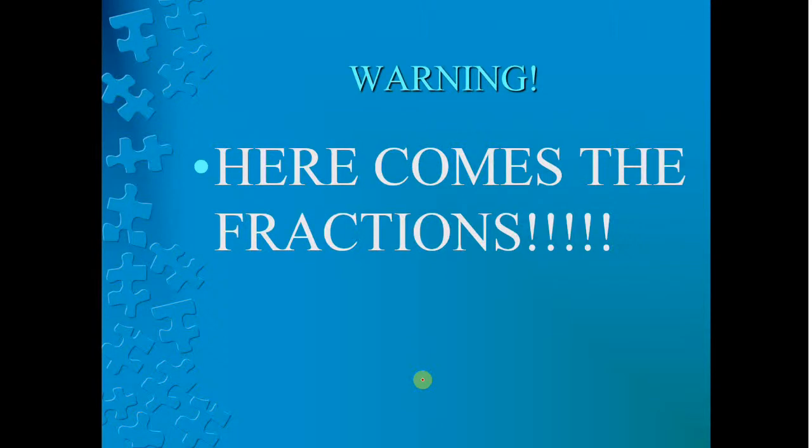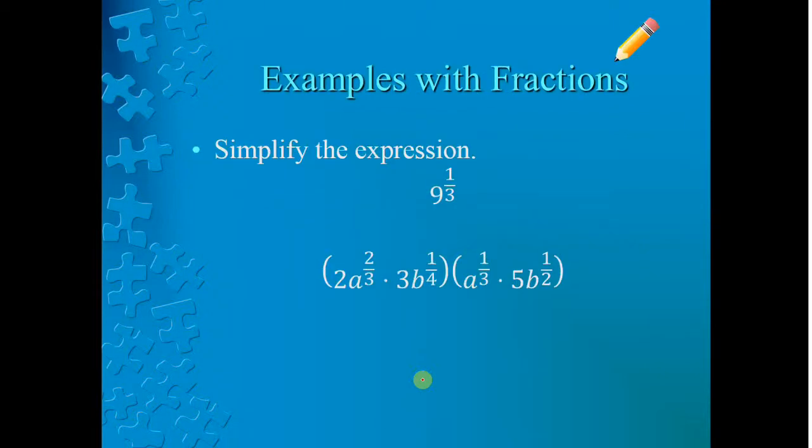Warning, here comes fractions. Sorry, just had to say that word. So here's some examples with fractions. 9 to the 1/3. Don't freak out on this one. What you want to do is type that into the calculator: 9 to the 1/3 power. It is going to be a decimal. I got approximately 2.08. If you need any help trying to find that on your calculator, let me know. I'll give you a heads up of where to find it.